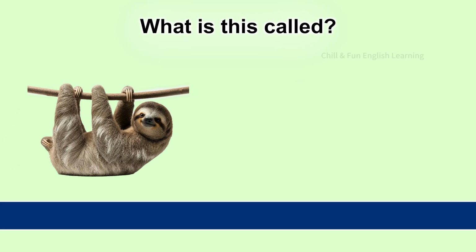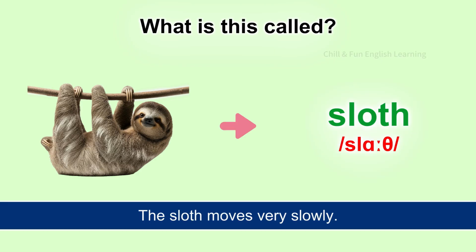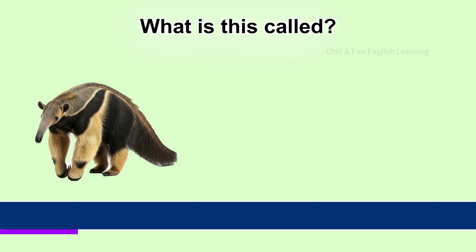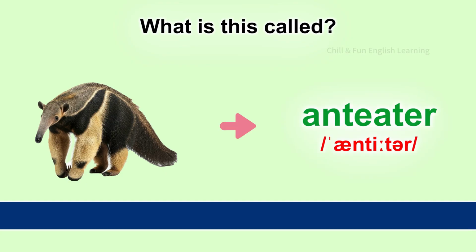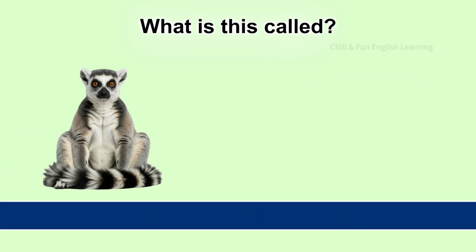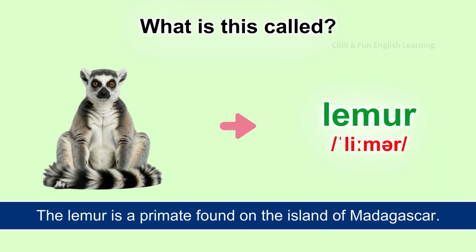What is this called in English? Sloth. For example, the sloth moves very slowly. What is this called in English? Anteater. For example, the anteater uses its long tongue to catch insects. What is this called in English? Lemur. For example, the lemur is a primate found on the island of Madagascar.